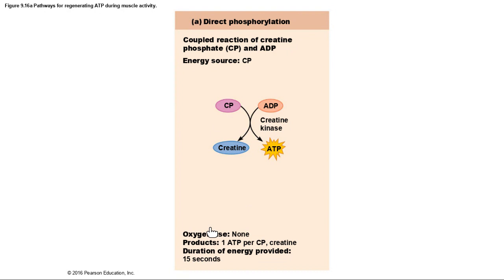Another piece of information that you definitely want to know about each one of these three processes for ATP regeneration is oxygen required? With direct phosphorylation of ADP by creatine phosphate, oxygen is not required. Oxygen is not required. So this is a really quick way for you to regenerate ATP, but remember, it's not going to make very much. It's only going to make one ATP. That's not much.